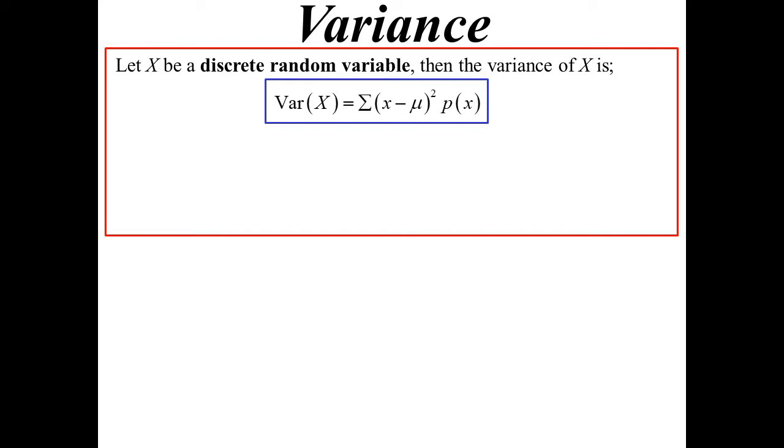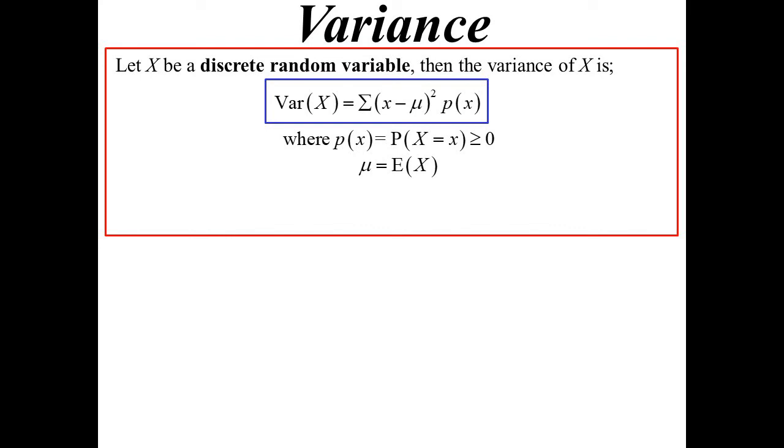So for discrete random variables, the variance is given by this. The sum of, now this time, remember, expectation was x times p(x). This time it's (x minus mu), so the average, all squared, times p(x). And once again, yes, probability has to be greater than or equal to 0. Mu represents the expected value of x.